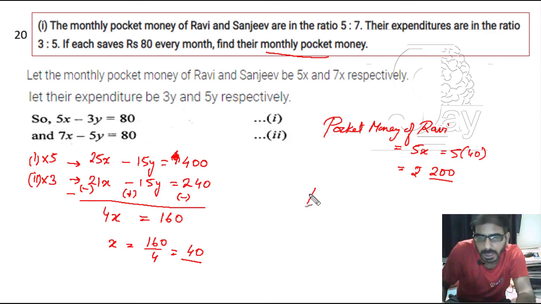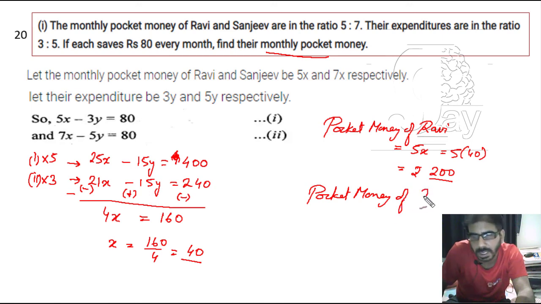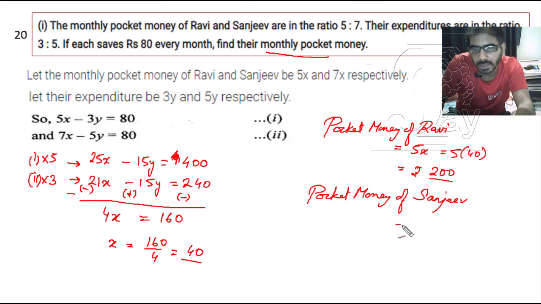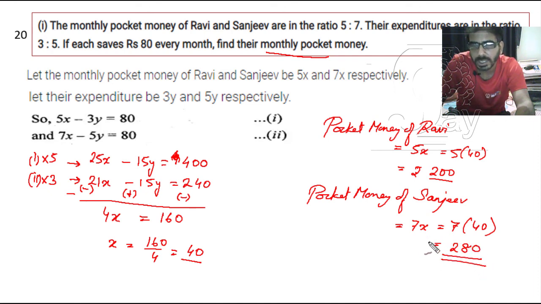200. Similarly, the pocket money of Sanjeev equals 7x. That's 7 times 40, and that's 280. Okay, so the pocket money of Sanjeev is rupees 280, and the pocket money of Ravi is 200 rupees.